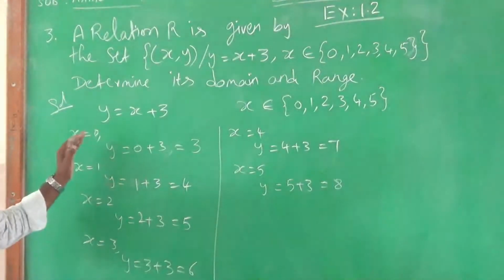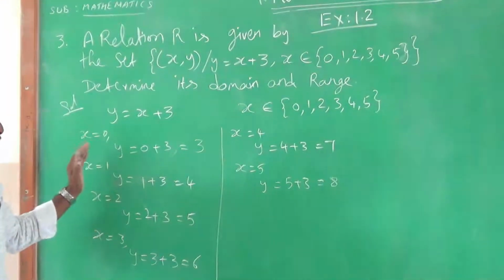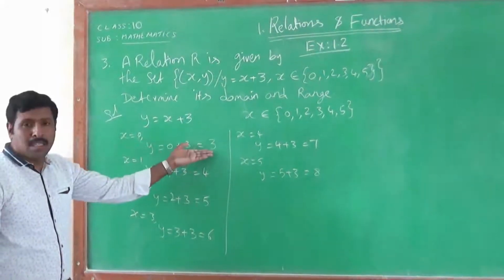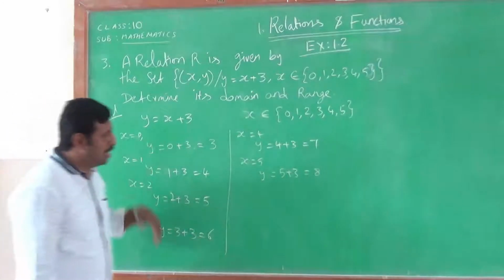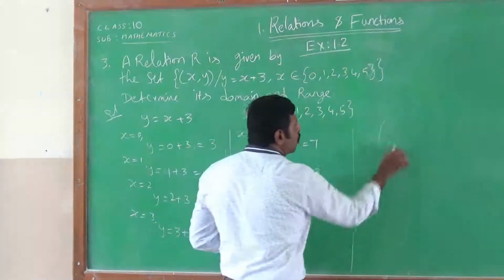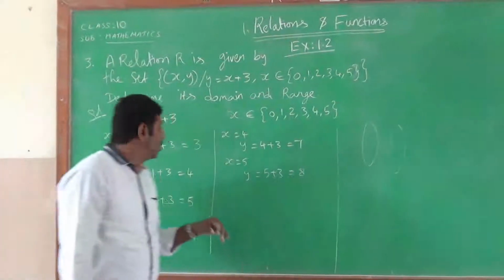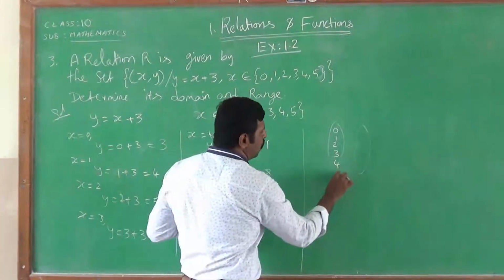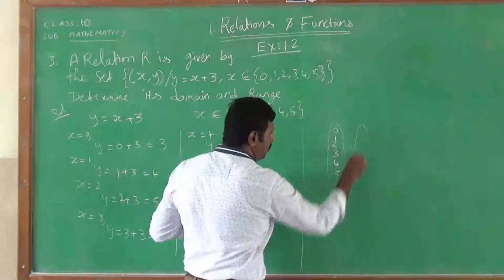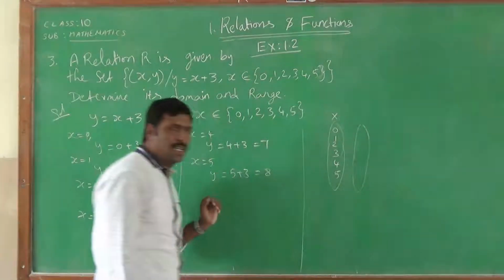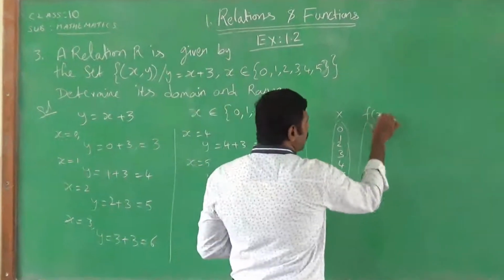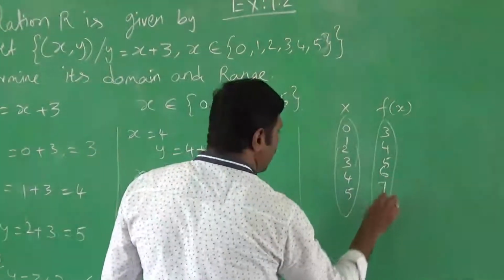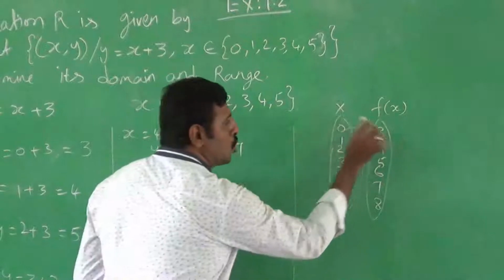See, all the x values are the domain, and the mapping elements, the relation to the x, are the range of the elements. Here I draw the arrow diagram to represent the relation. First see the x values are 0, 1, 2, 3, 4, 5, this is the first set, and then the function of x is 3, 4, 5, 6, 7, 8. See the mapping elements from 0 to 3.